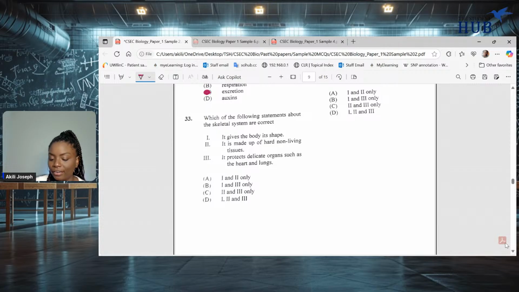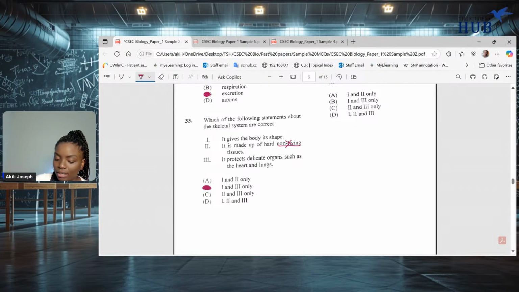It's going to be B, right? That statement too, it is made up of hard, yes, non-living. Nope, that's not it, right? So any option with 2 is out, so that's going to leave B as the only correct answer, right?